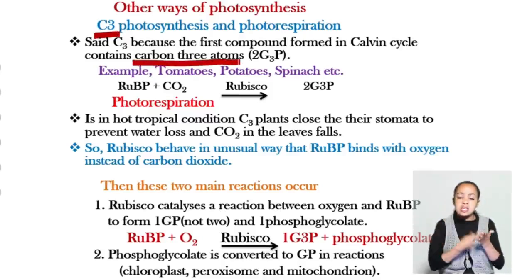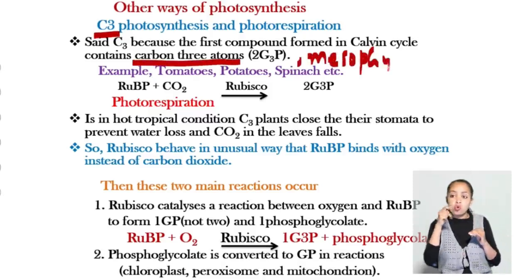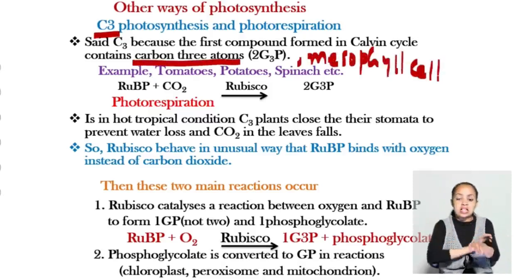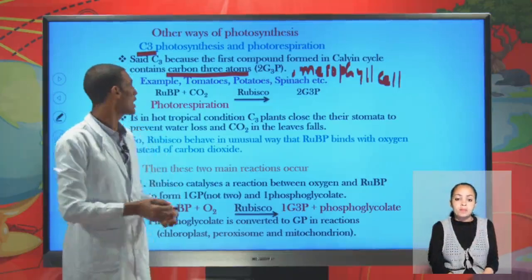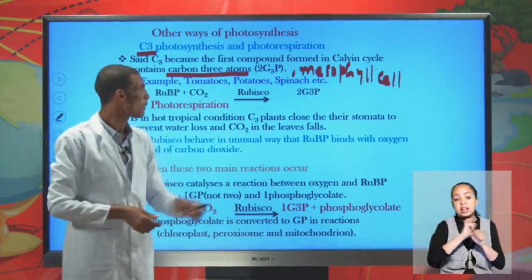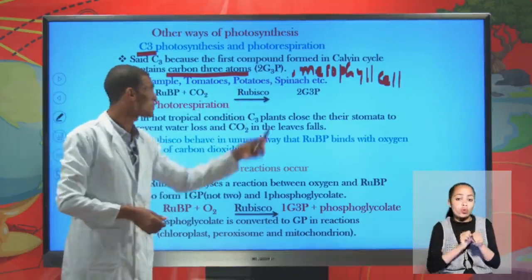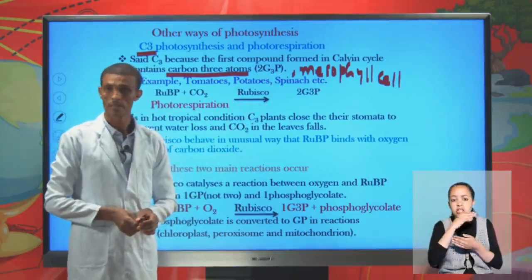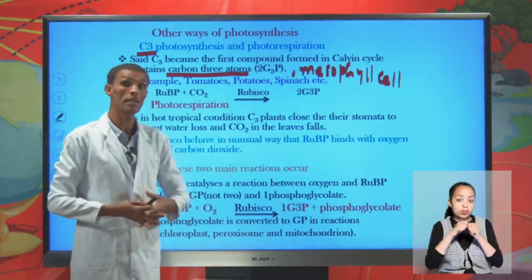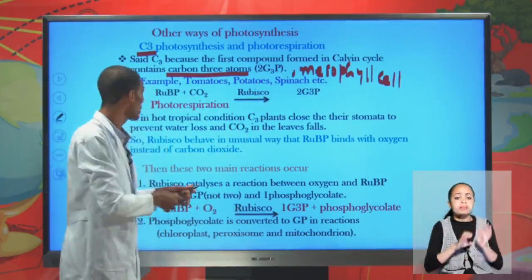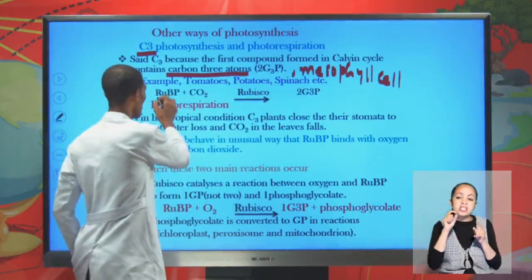Here, fixation of carbon dioxide in the process takes place in the mesophyll cell. For example, plants like tomatoes, potatoes, spinach, and barley, totally broad-leaved plants, follow this type of photosynthesis. For example, there is fixation of carbon dioxide here.